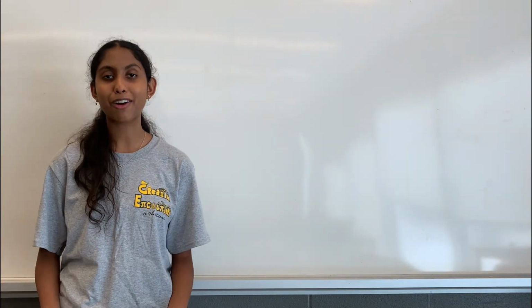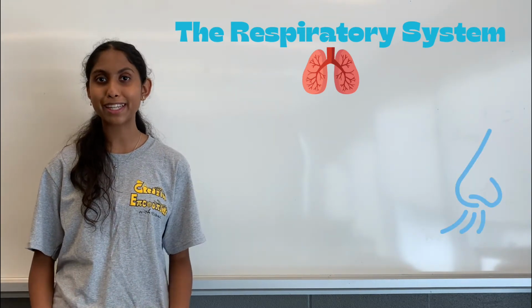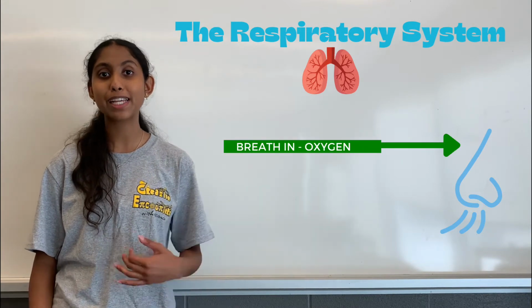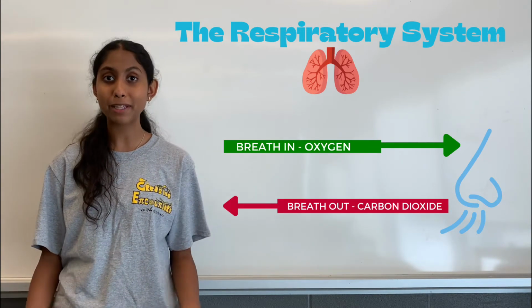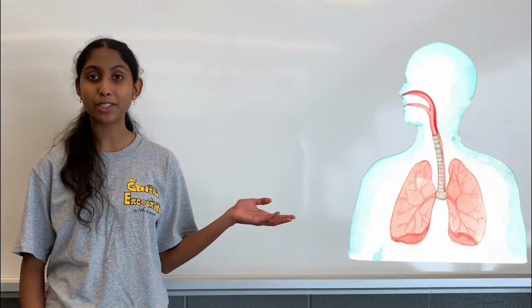Next, we're going to talk about our respiratory system. Our respiratory system helps us to breathe. In order to breathe, we need to take in oxygen from the air around us and release carbon dioxide from inside of us. We can think of our respiratory system like one long tube.